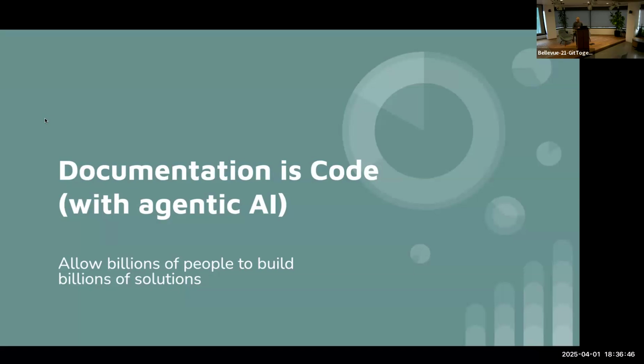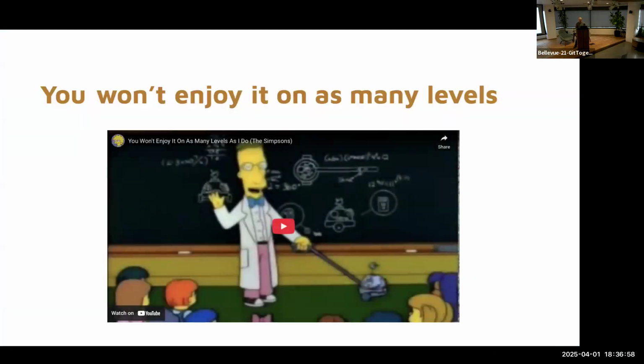All right. Hello, everyone. Today I want to talk about how agentic AI will allow billions of people to build billions of solutions with a concept I call documentation as code. First, we're going to watch a little educational video.